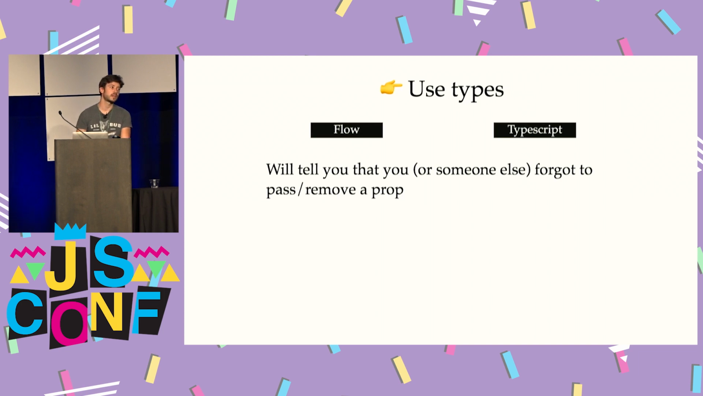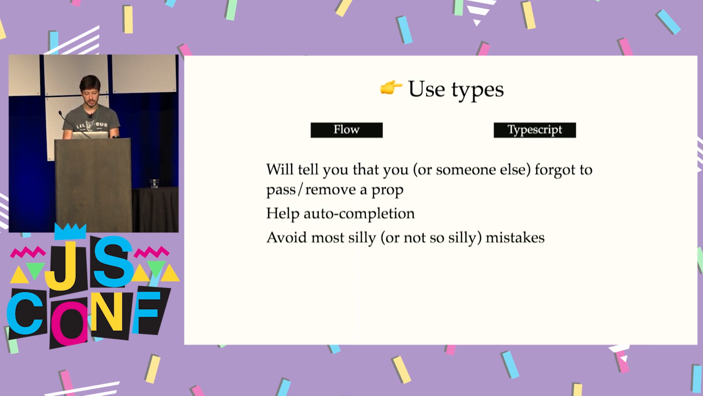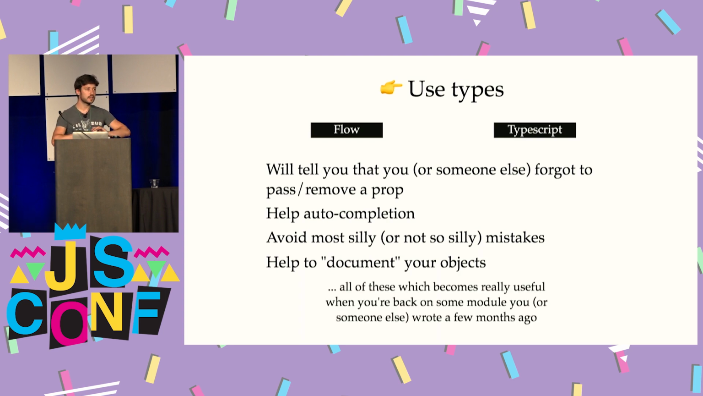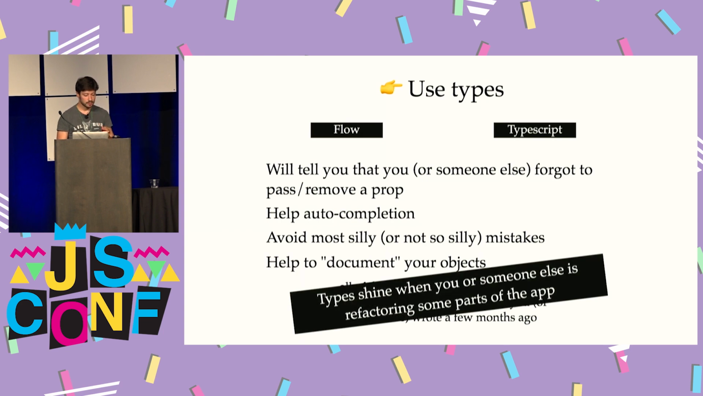The useful thing with types is that they will tell you when you forgot to pass or remove a prop after refactoring something. They will help auto-completion, avoid silly mistakes, and help to document your objects. All these things are not useful when you write code, but later when you're back on some module that you or someone else wrote a few months ago. In other words, types are really shining when you or someone else is coming back and refactoring some part of the application. And remember that after a few months, you are a stranger to your own code base.